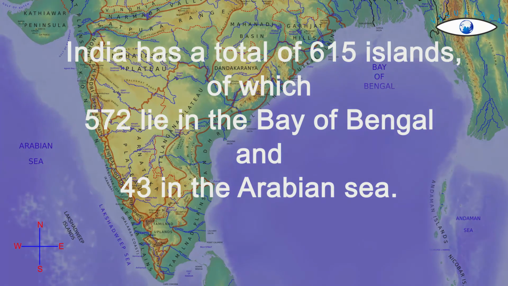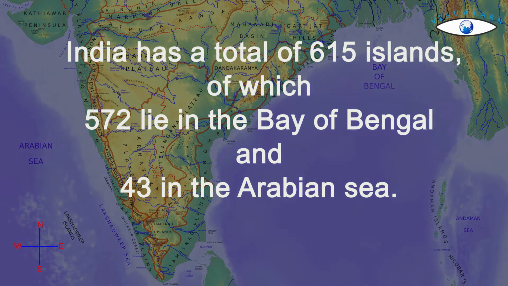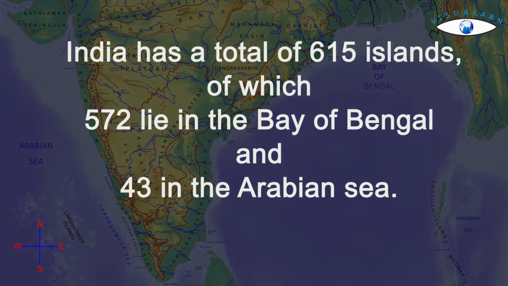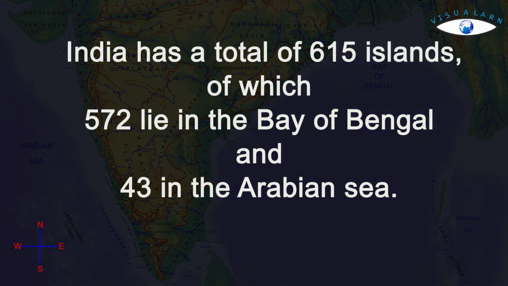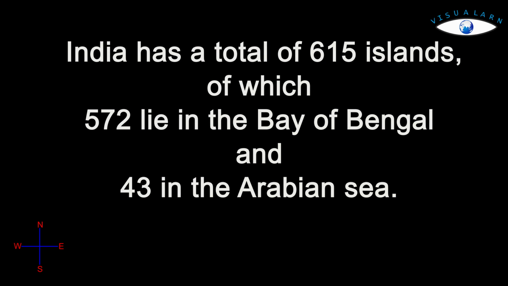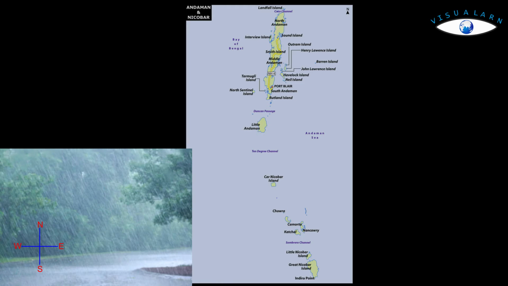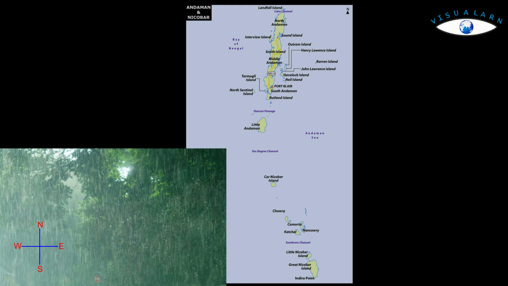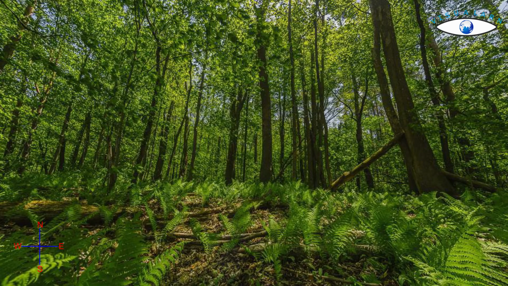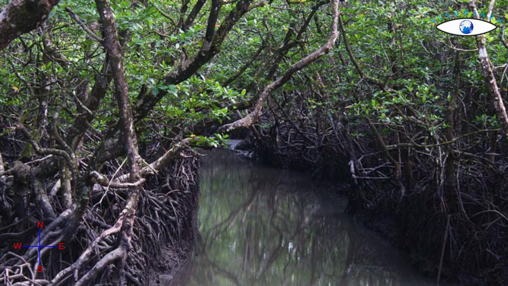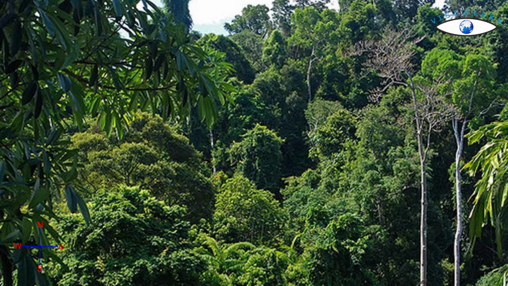India has a total of 615 islands, of which 572 lie in the Bay of Bengal and 43 in the Arabian Sea. The main islands of the Bay of Bengal are the Andaman and Nicobar Group. The Andaman and Nicobar Islands are separated by the 10-degree channel. The southernmost point of Great Nicobar Island is Indira Point. The Andaman and Nicobar Islands have a warm tropical climate all year round with two monsoons. The islands are thickly forested and have rich marine life among reefs.